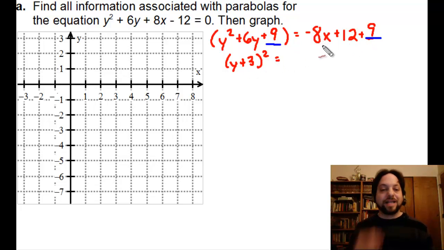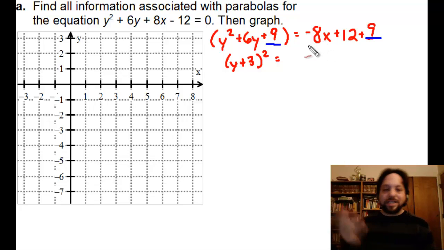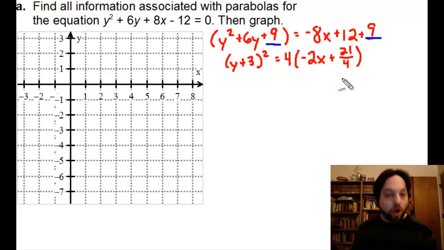Over here, I need to pull out a 4 and a p. So what would be easier? My suggestion is to pull out the 4 first. So if we pull out the 4, what I'm left with in here is negative 2x. This would be 21. Now it's going to be 21/4. All right, we're almost there.